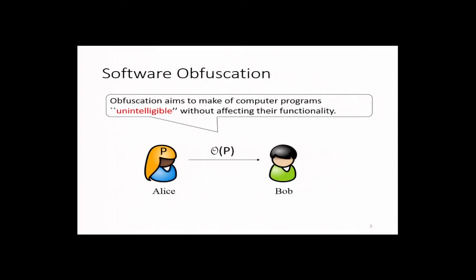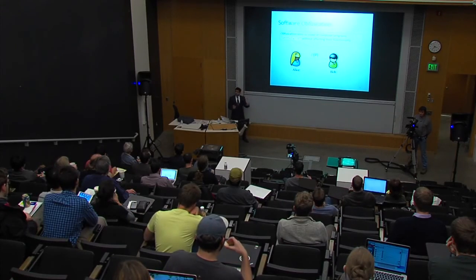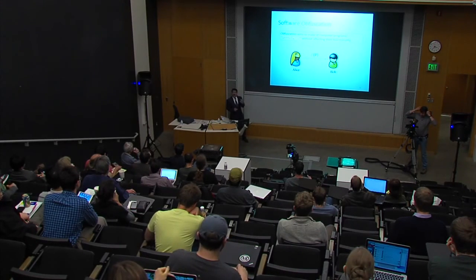The goal of obfuscation is to make computer programs unintelligible, but without affecting their functionality. So consider, for example, we have a party, Alice, and she has a program P, say in our favorite programming language, and she wants to give this program to Bob, but only in an obfuscated form. Alice wants Bob to be able to execute this obfuscated program, O of P, on his computer just as he could have executed the original program P, but Alice wants this obfuscated version to be unintelligible for Bob. In other words, if the original program P had certain secrets embedded inside it, then Alice wants the obfuscated version, or the scrambled version, to hide these secrets.